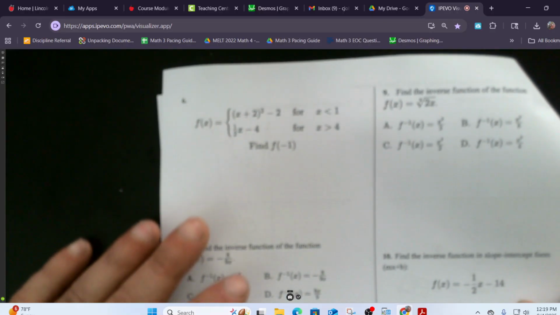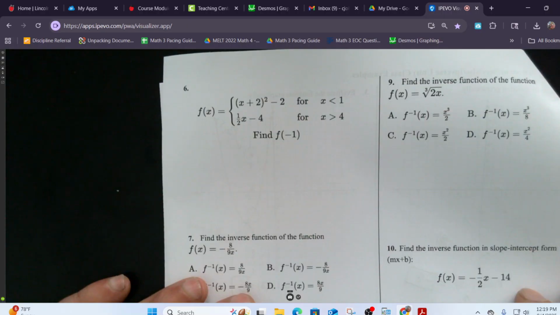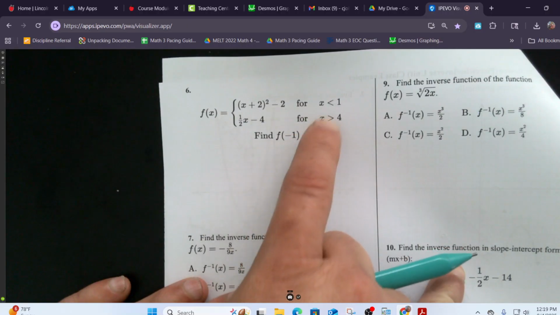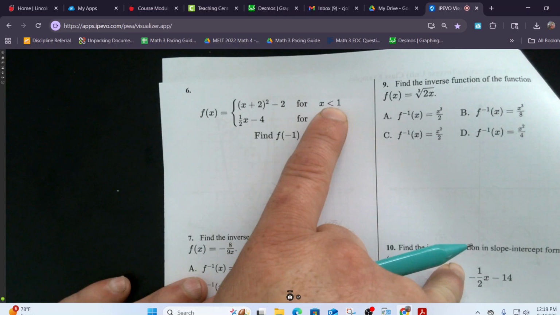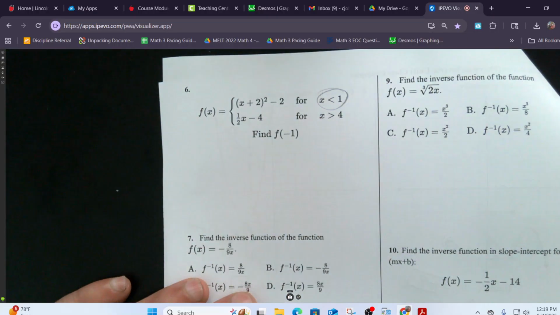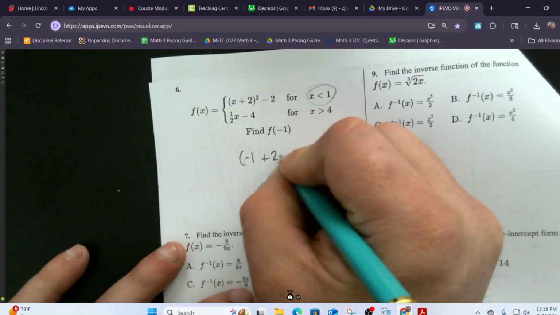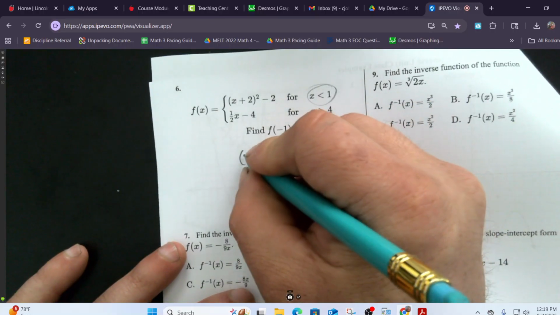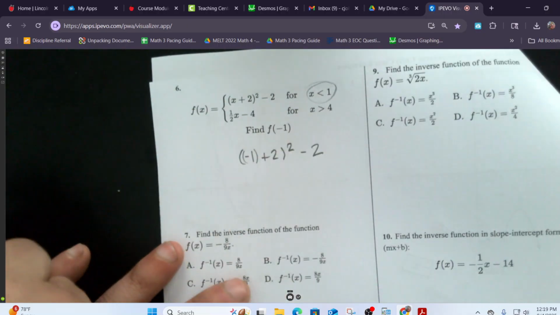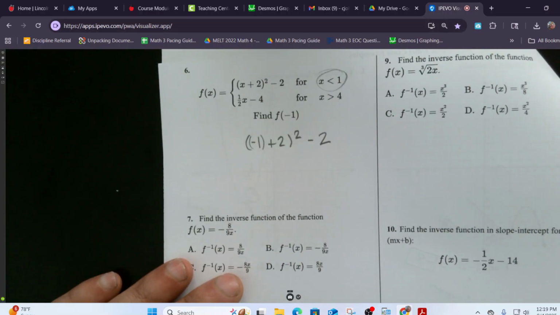Okay, last one of these type. So this x value that they give you fits in the domain x values less than 1, because -1 is less than 1. So it fits into that domain. That means that where the x is in that function, I'm going to plug in this number.